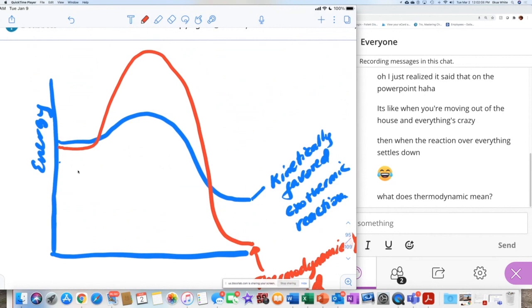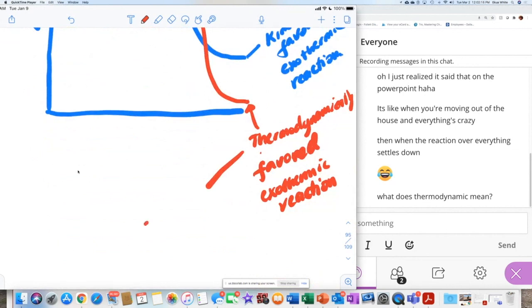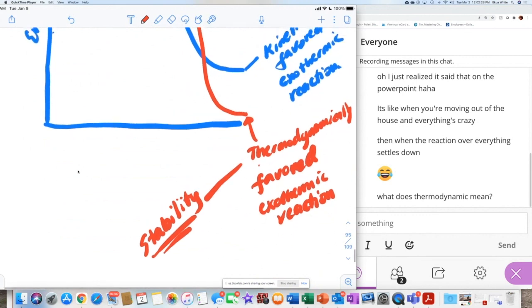So what is the biggest difference between these two? We haven't gotten to that chapter yet, but thermodynamic has to do with stability. So when you're saying thermodynamically favored, you're trying to say it's going to make a more stable product. When you're saying kinetically favored, it's going to make the product quickly. So a thermodynamically favored product is the one that is making a more stable product.